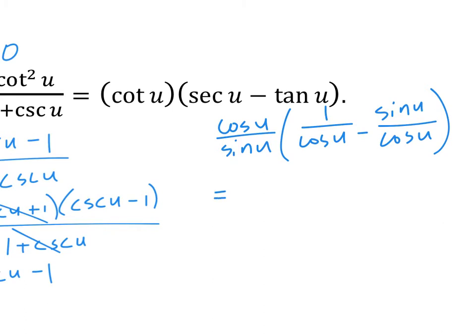Okay, all right, let's multiply it together, and then you get 1 over sine u minus 1, which is cosecant u minus 1. They're the same. Does that make sense? No. What happened? Okay, so cotangent is cosine over sine, secant is 1 over cosine, and tangent is sine over cosine. So when we distribute, the cosine is going to cancel. We have 1 over sine. This is an exact reciprocal, so that's just 1. So then 1 over sine is cosecant. Okay, so now they're exactly the same.